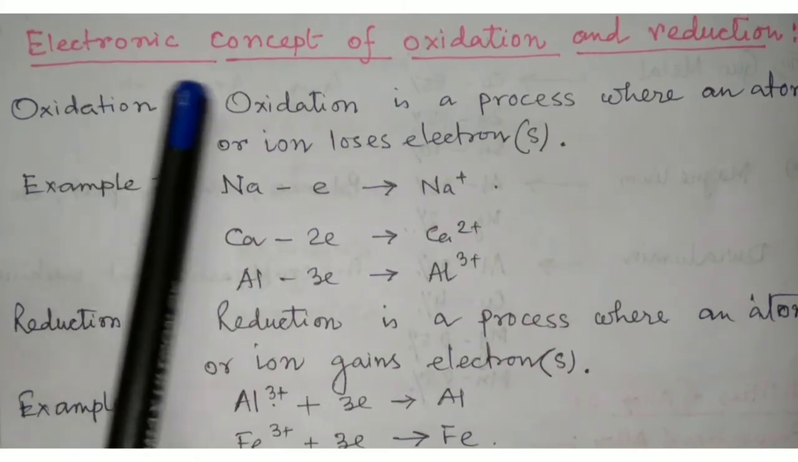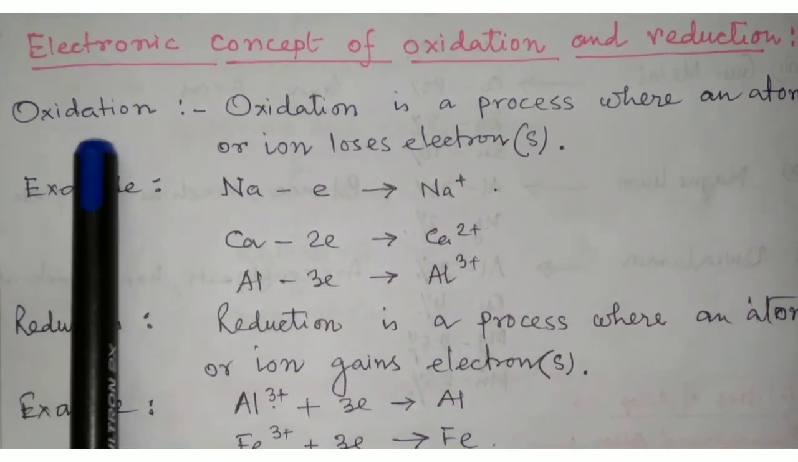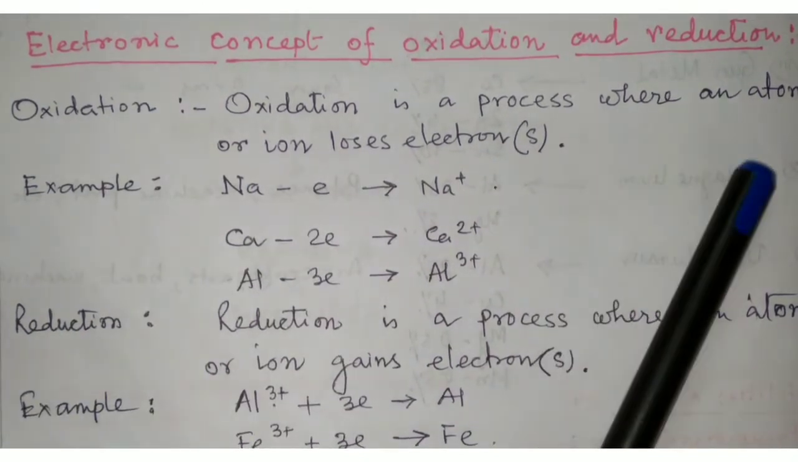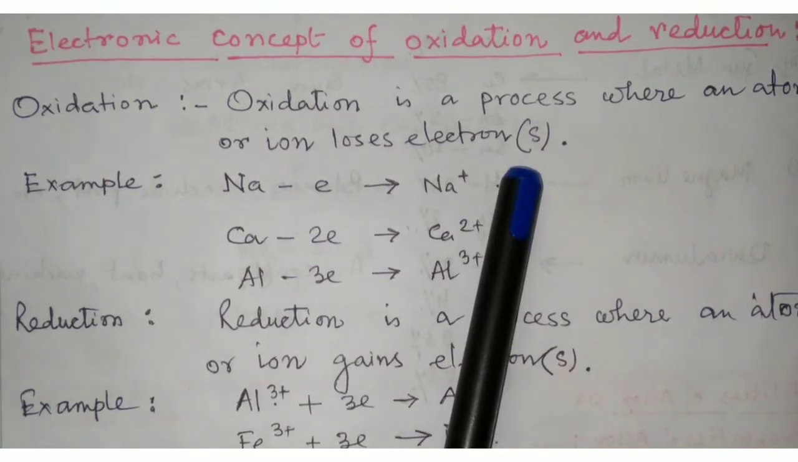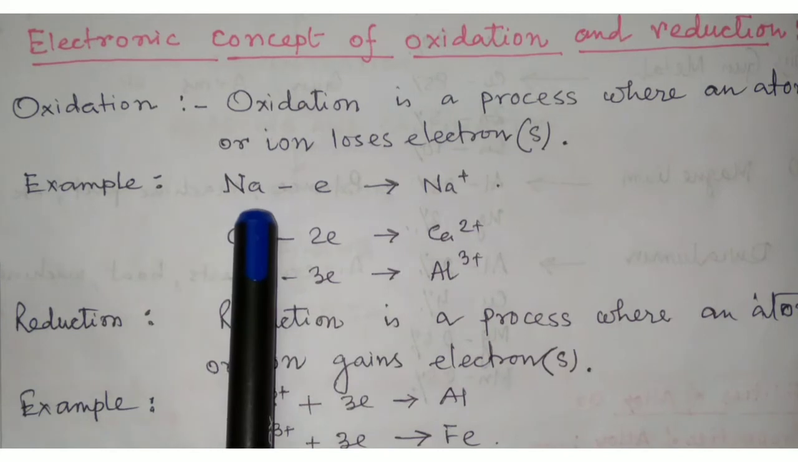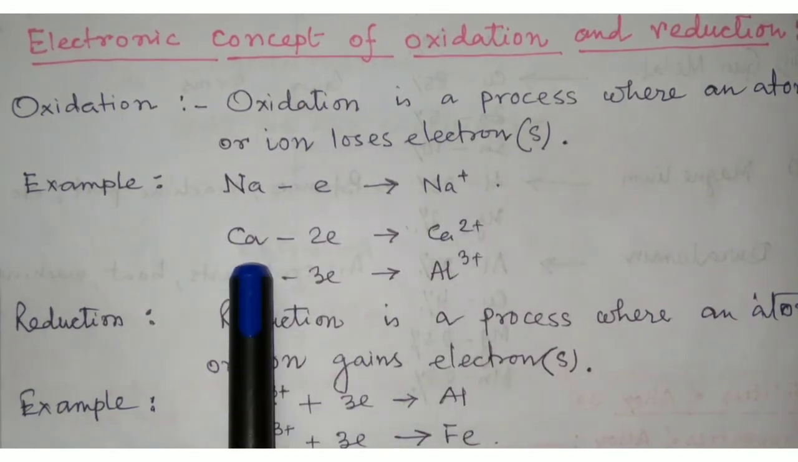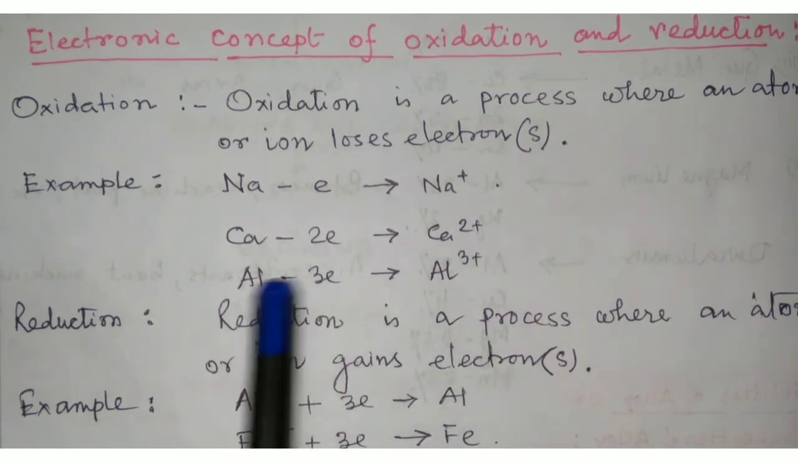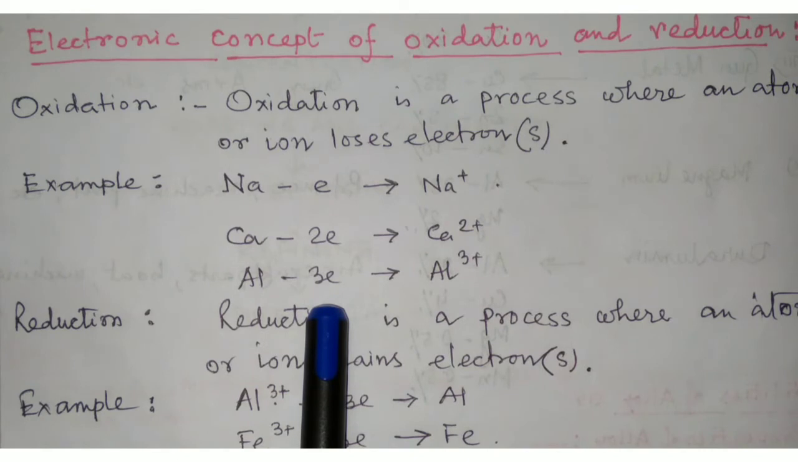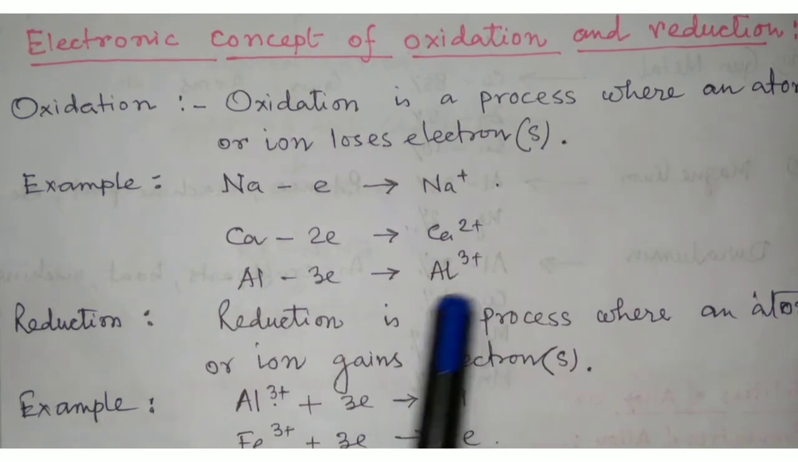Now we discuss the electronic concept of oxidation and reduction. What is oxidation? Oxidation is a process where an atom or ion loses electrons. Example: sodium, when it loses 1 electron, becomes Na+. Calcium, when it loses 2 electrons, becomes Ca2+. Aluminium, when it loses 3 electrons, becomes Al3+.